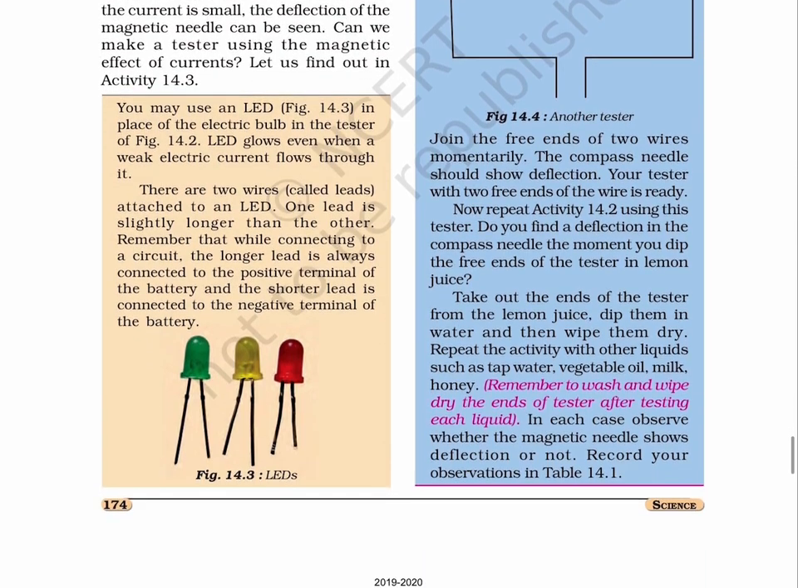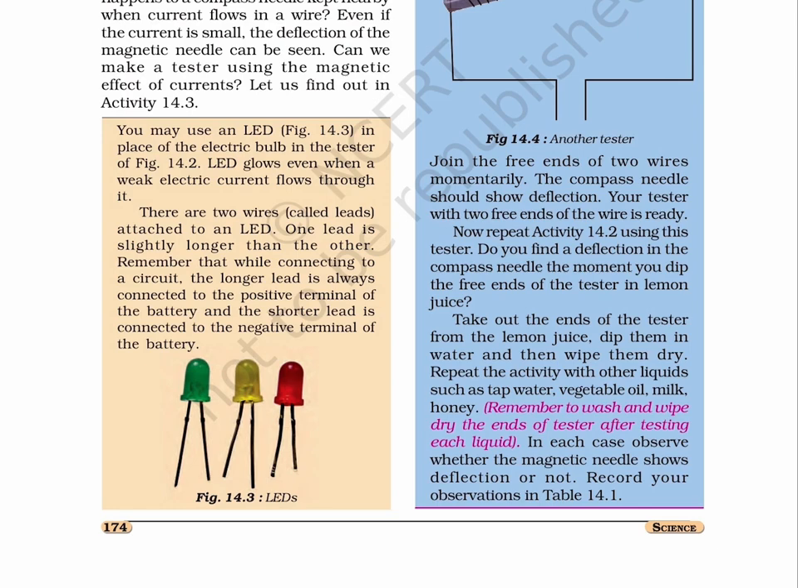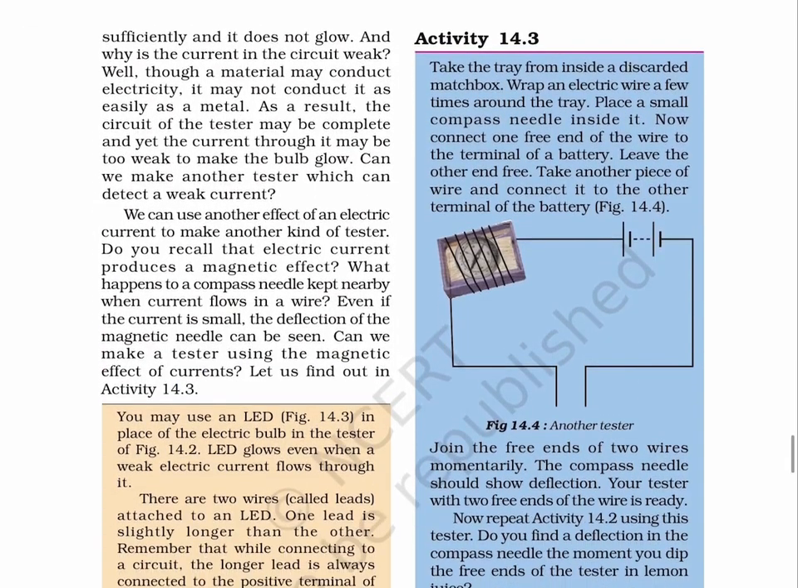In Figure 14.3, we can see three LEDs. First, green colored, second, yellow colored, and third, red colored. Activity 14.3. Take the tray from inside a discarded matchbox. Wrap an electric wire a few times around the tray. Place a small compass needle inside it.